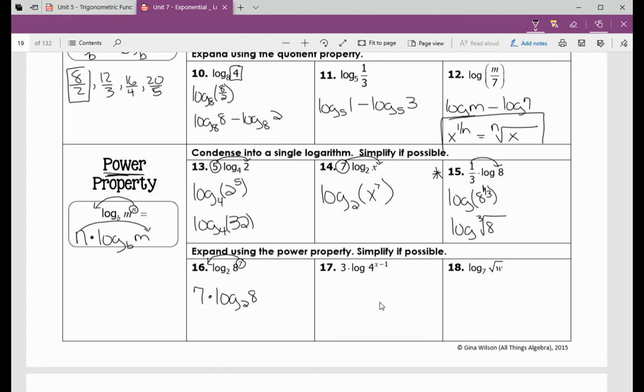Now, number 17 is a little bit tricky because you already have a multiplier out there. So I'm going to take whatever my exponent is and I will multiply it by whatever is already out there, if there's something. So technically, I've got 3 times that exponent, which when we distribute our 3, we get 3x minus 3 log of 4.